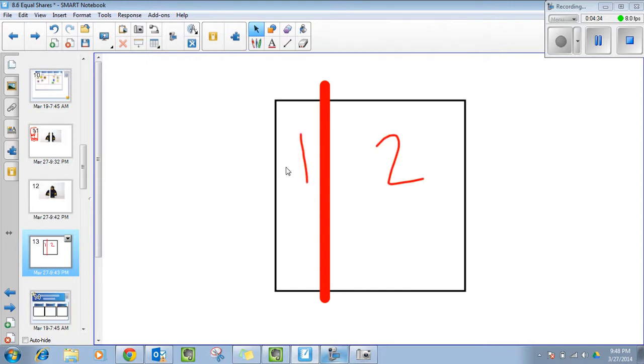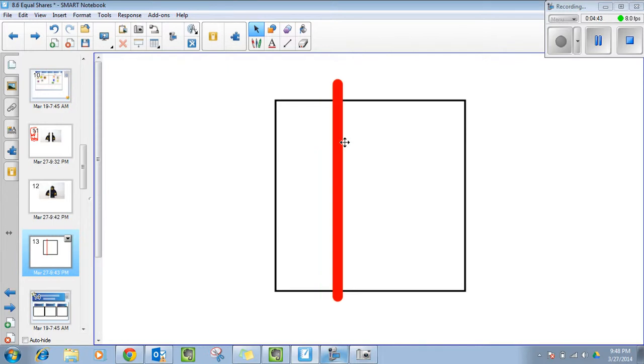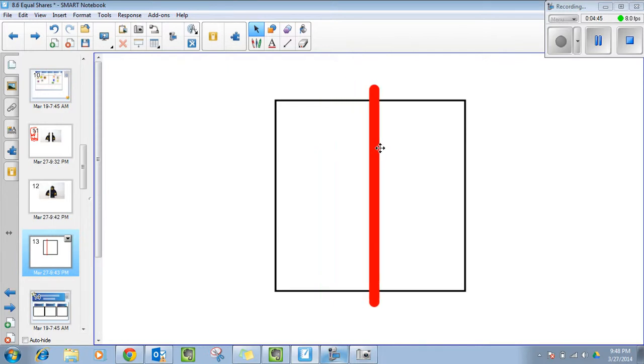The problem is that those pieces are not the same exact size. So this would not be an example of halves, because remember, you have to have 2 pieces, but they have to be the same exact size. In order for it to make it halves, this would need to be pretty close to the middle to show 2 of the same size pieces.